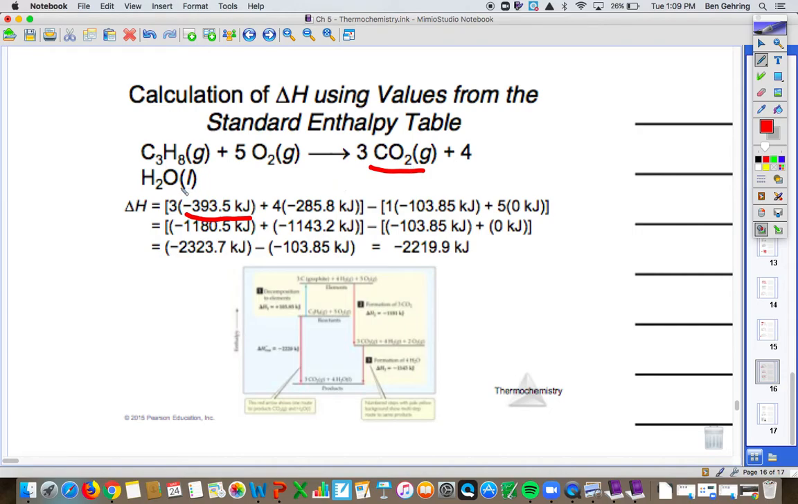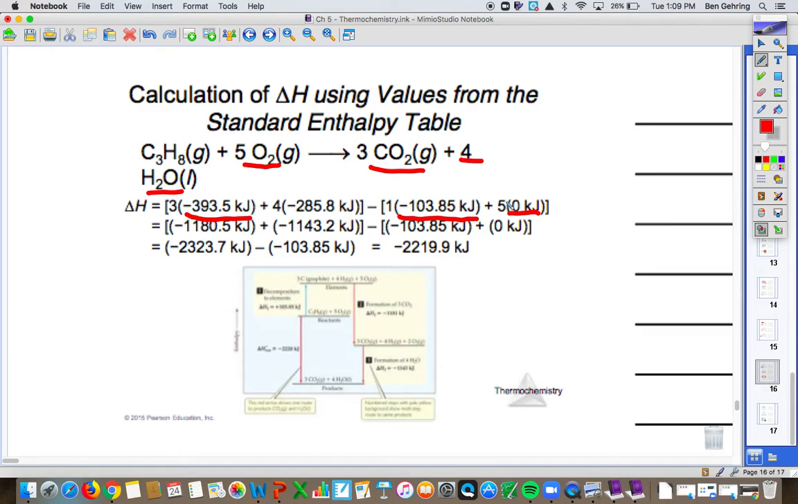I have 4 water molecules. Enthalpy of formation of water is negative 285.8 kilojoules. So that makes up for my 4 water molecules. I'm going to subtract the enthalpy of formation of propane, which is negative 103.85 kilojoules times 1, because that's my coefficient out in front. And then because oxygen is in its elemental form, so oxygen by itself under standard conditions is a gas, the enthalpy of formation is always going to be 0. So 5 times 0 is going to be 0.